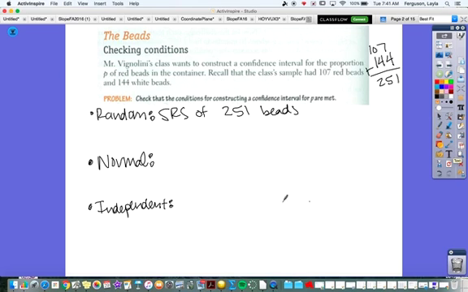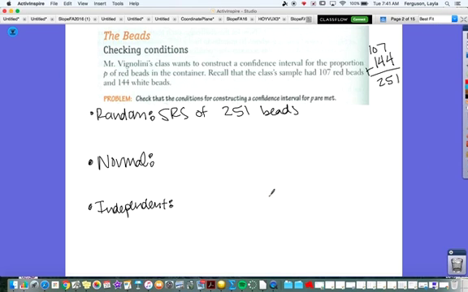To check to see if it's normal, to use a normal approximation for the sampling distribution of P hat, we need to know that both n times P and n times 1 minus P are at least 10. When we talk about the red beads, the red beads would be the P hat, and P hat is going to be 107 out of 251 beads.